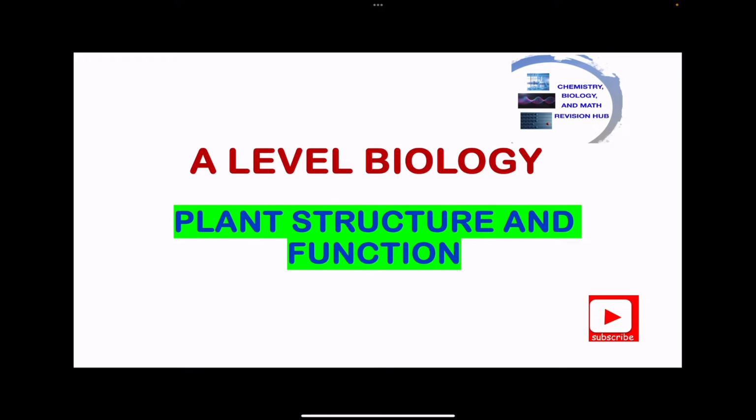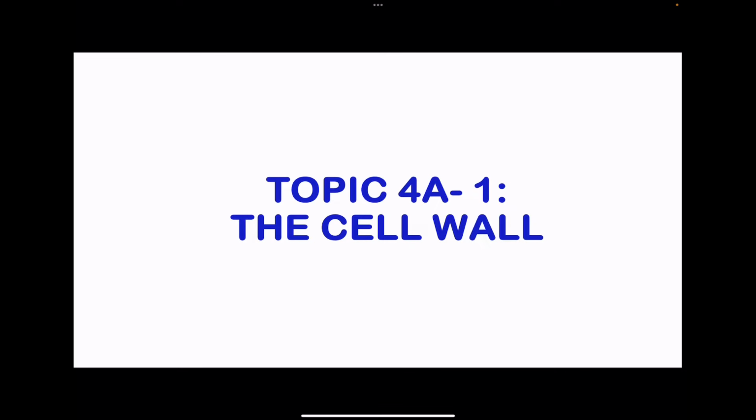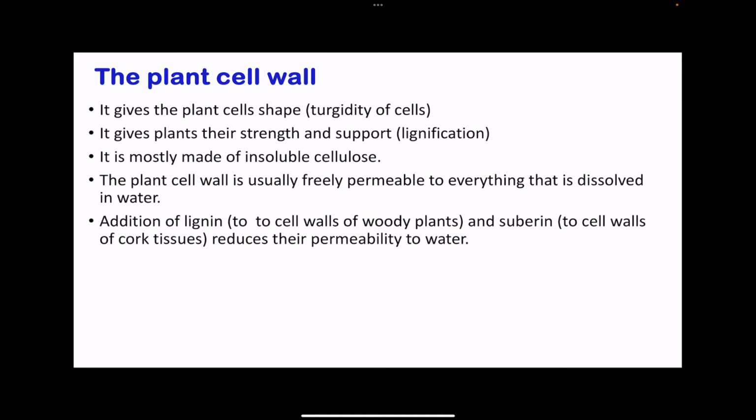Today we're doing the A-level biology topics. This is plant structure and function. Going to topic 4A1, which is the cell wall. The plant cell wall gives the plant shape due to turgidity of the cells, meaning they take up water by osmosis in order to remain turgid.